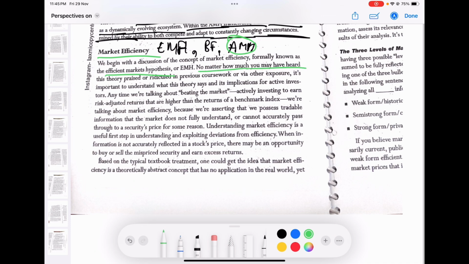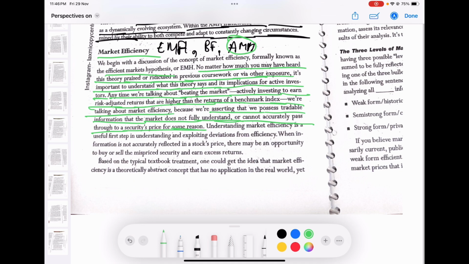No matter how much you have heard this theory praised or ridiculed in the previous coursework or via other exposure, it is important to understand that this theory says that active investors, anytime we're talking about beating the market, actively investing to earn risk adjusted returns that are higher than the returns of a benchmark index, we are talking about market efficiency, because we are asserting that we possess tradable information that the market does not fully understand or cannot accurately pass through a security's price for a reason.